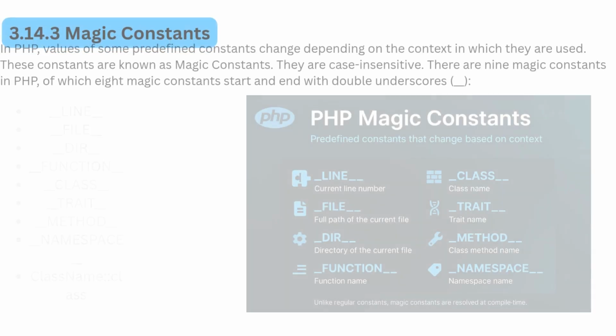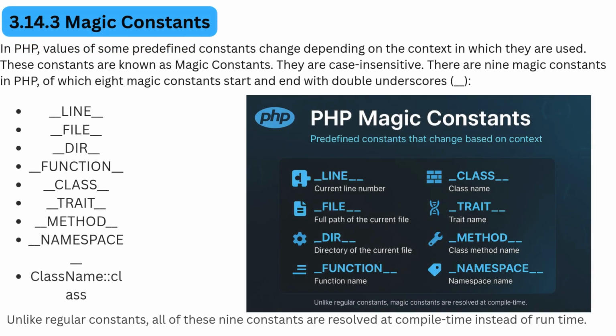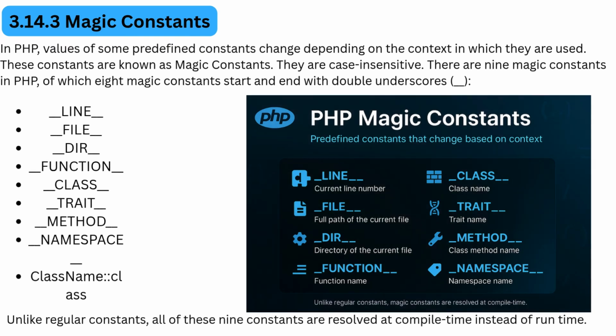Now let's discuss one of the most interesting and powerful features in PHP known as magic constants. In PHP, there are certain predefined constants whose values automatically change depending on where they are used in the script. These are called magic constants. The reason they're called magic is because their values are not fixed. They change dynamically based on the context of your code. For example, when you use a magic constant inside a function, it may display the function's name. But if you use the same constant outside of any function, it might show something completely different, such as the file name or the line number.